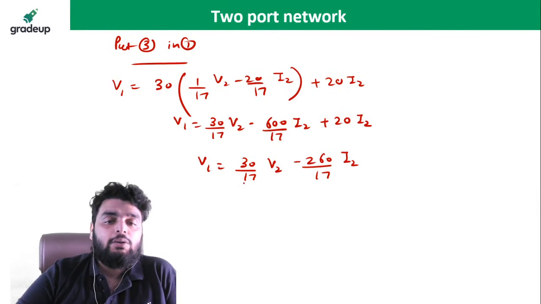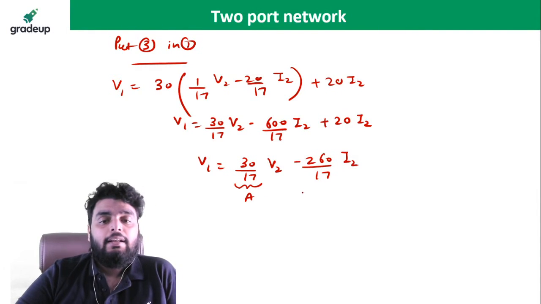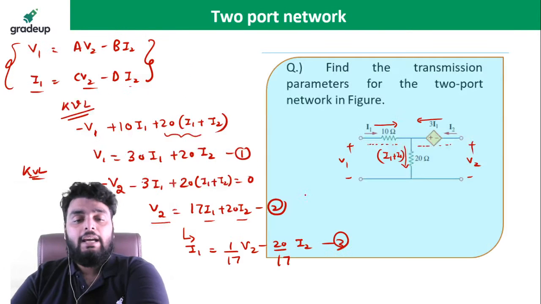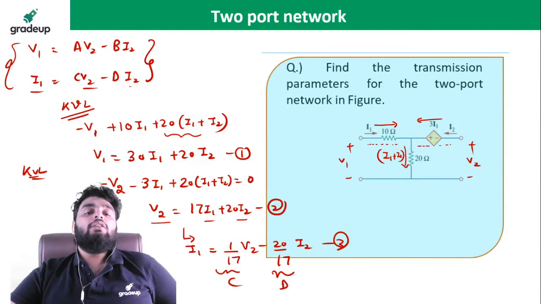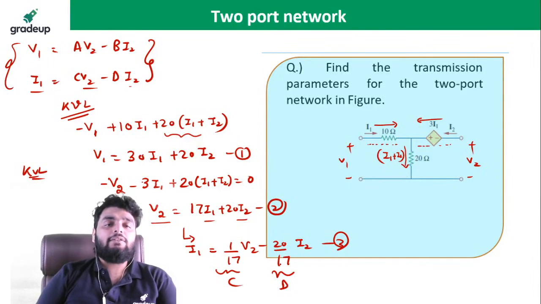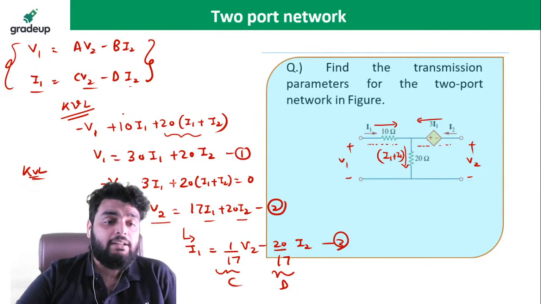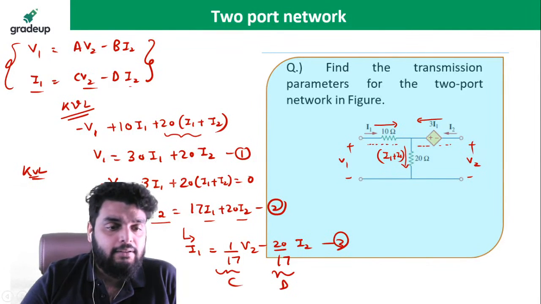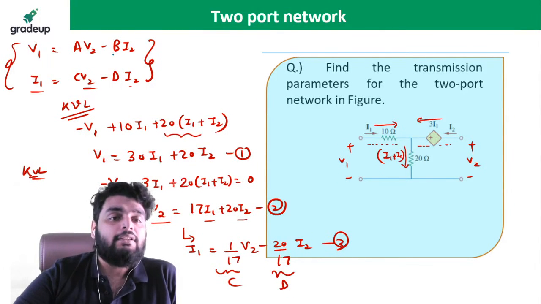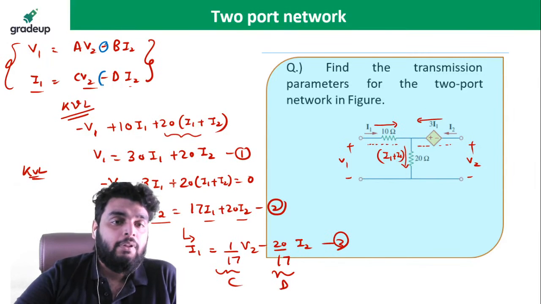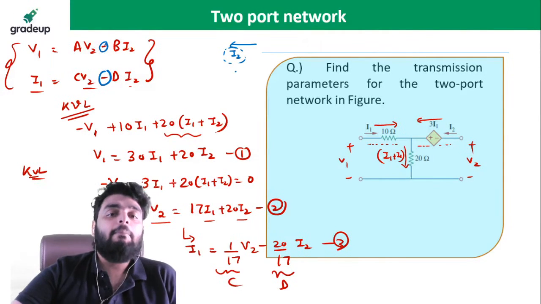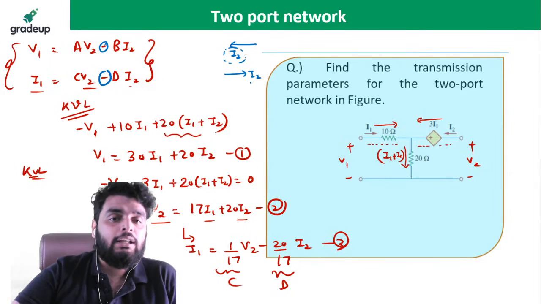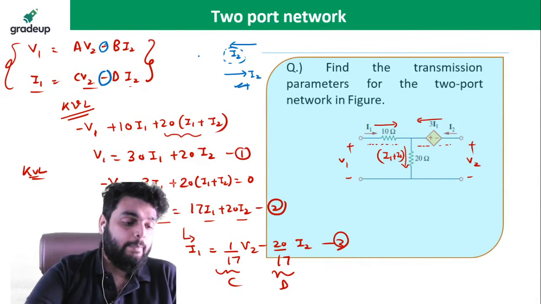Now you can compare the equation. This becomes A, this becomes B, this becomes C, and this becomes D. So you got the ABCD parameter, which is the transmission parameter. But the only thing you need to remember in this case is the minus sign here. If the current is entering into a network, port 2 current, then there will be a minus, but if the current is leaving from the network, there will be a plus. Okay, good.